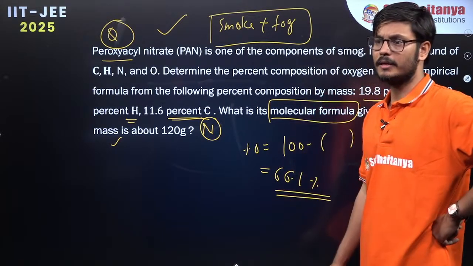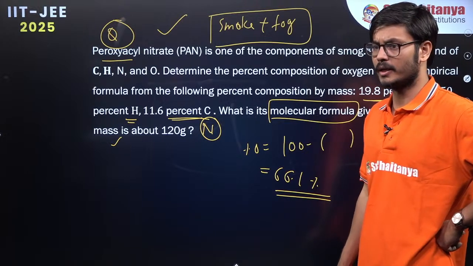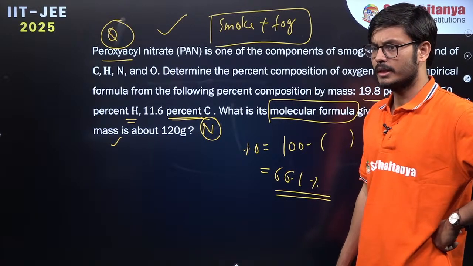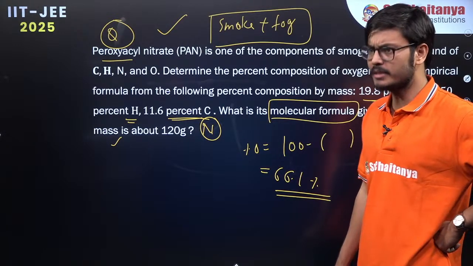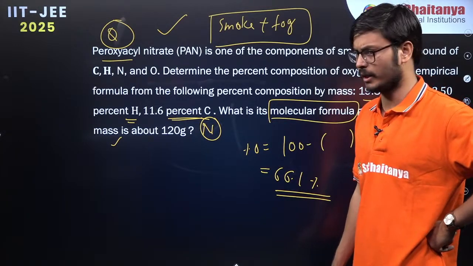Do it. Let's see. Please solve it. Got it, sir? Very good. C2H3NO5. Very good, beta ji. Empirical formula is C2H3NO5. Empirical formula, definitely.